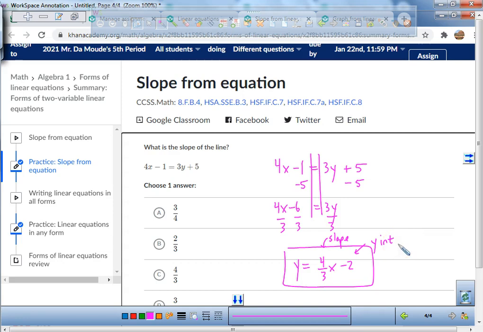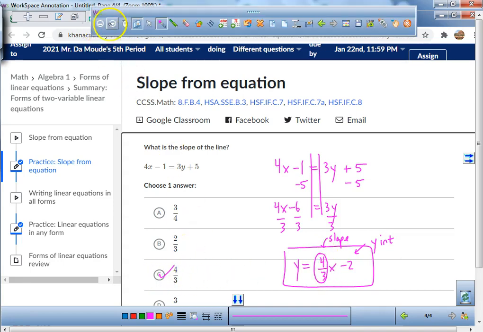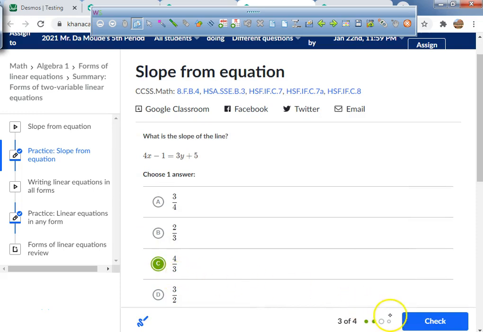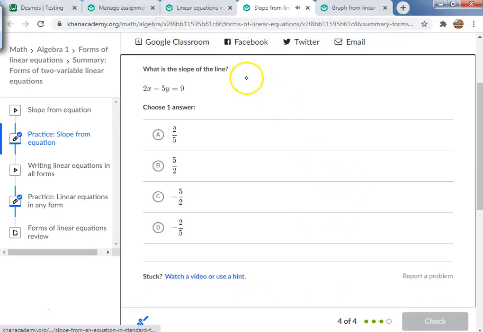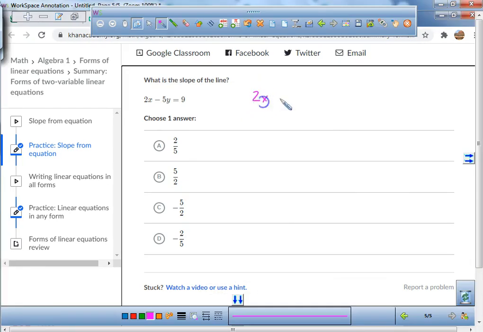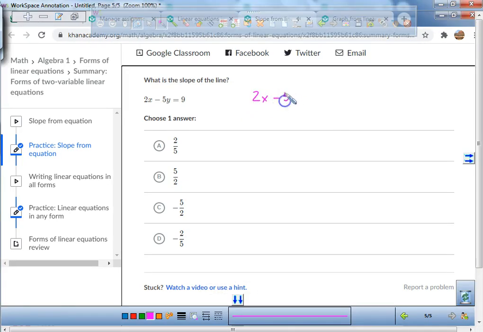So trust me, if you don't get what I just did, we're going to do another one. Hopefully you see. All I'm looking for is what? The slope. That's all I'm looking for. All right, so I'll do another one real quick. You guys ready? This is in standard form, right? 2x minus 5y equals 9.